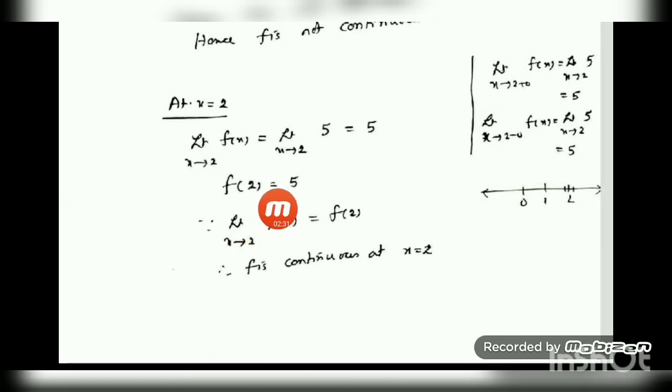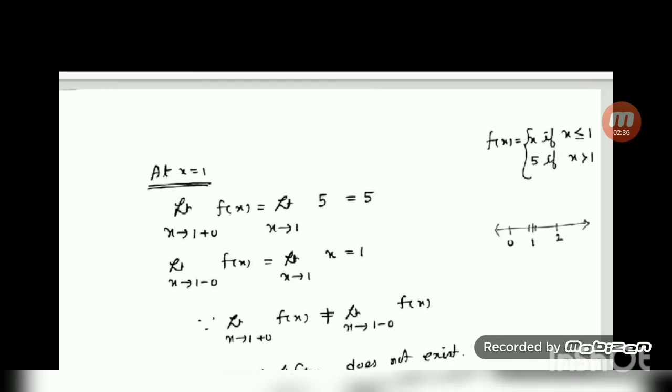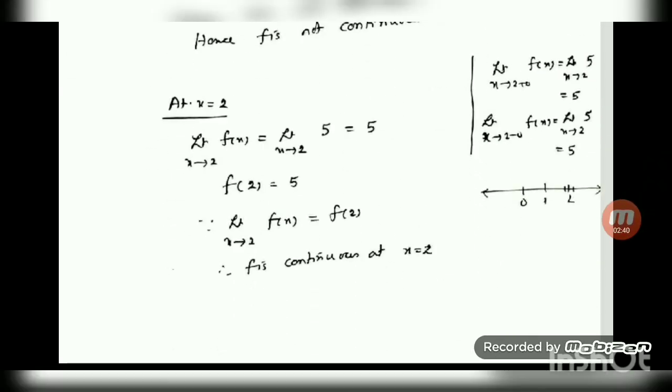Then let us find out f(2). What is f(2)? For x equal to 2 also, it is more than 1. That's why the function is defined by 5. That means we have seen that limit value is equal to function value. Hence the function is continuous at the point x equal to 2.